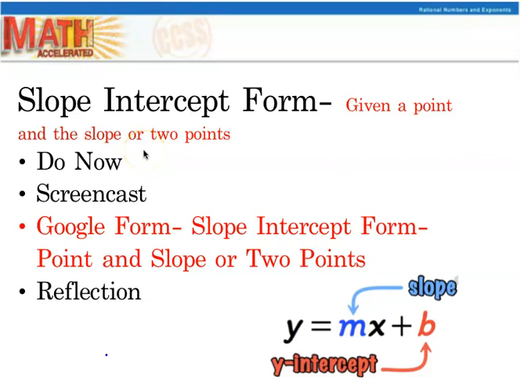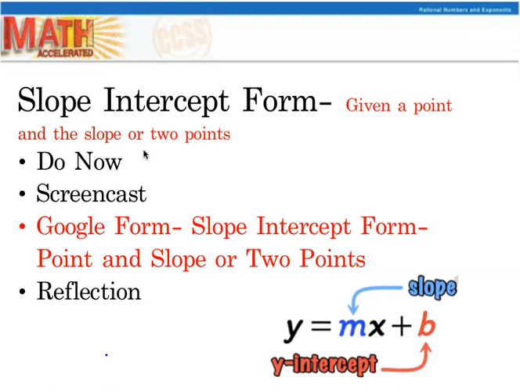Good morning. So today we're going to work on the same concept as yesterday, slope-intercept form, except this time you're not going to be given the y-intercept. So you're going to have to find it, and I will show you how to do that. So you're going to be given a point and the slope, or 2 points.